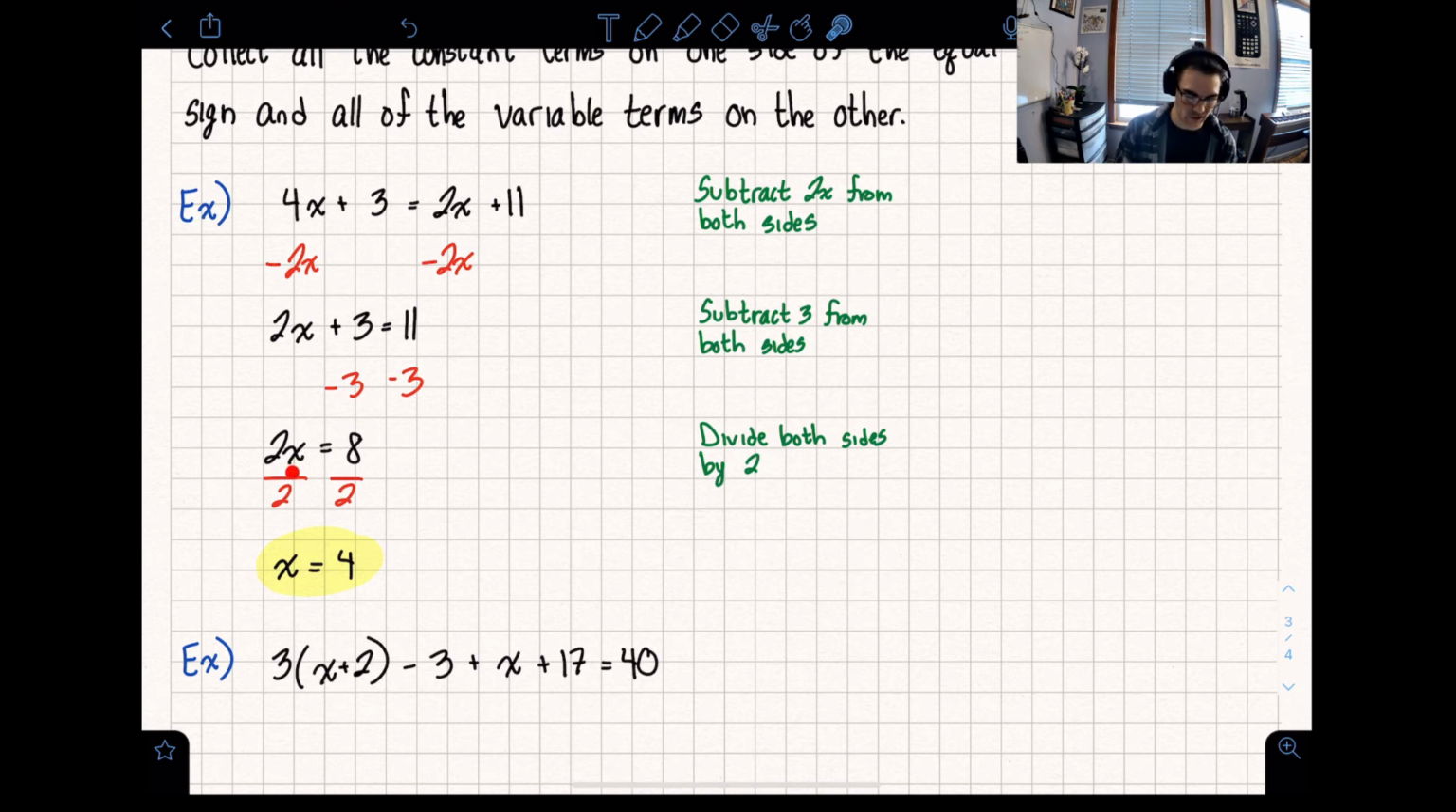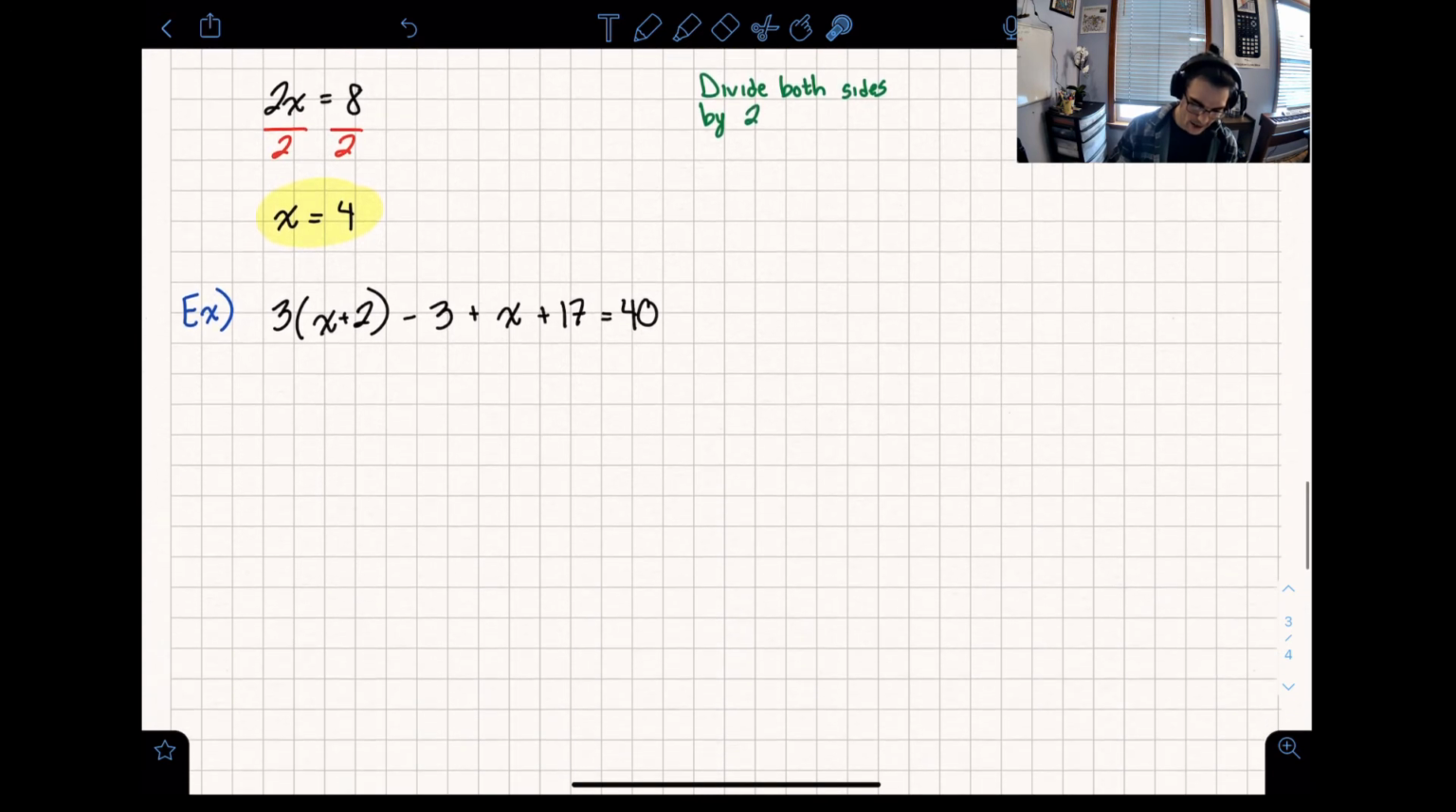To get our x alone, the x is being multiplied by 2. The inverse of multiplication is division. We divide by 2 to get rid of our coefficient. 2 divided by 2 gives us 1x here, and then 8 divided by 2 is 4. We get our final solution of x equals 4.